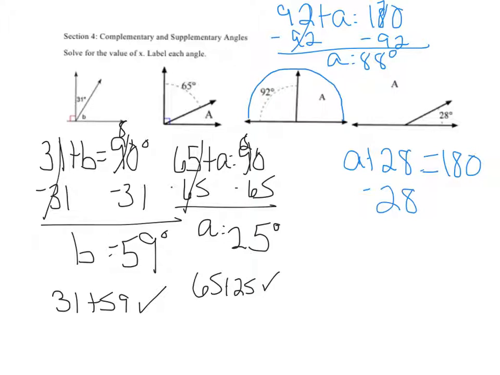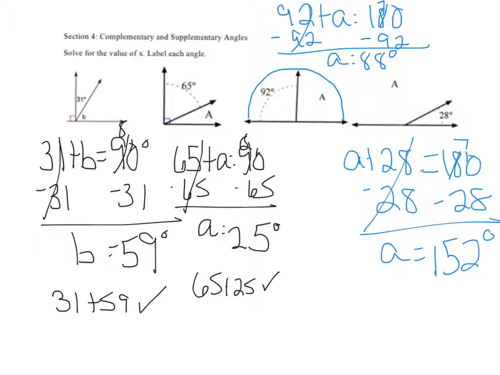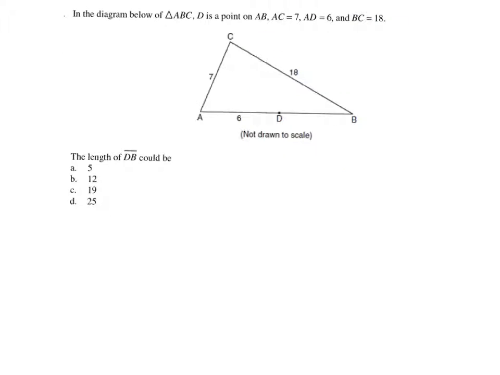And on the last one, we have a plus 28 equals 180. Subtract 28, subtract 28. These cancel out. Make this a 10, borrow, make that a 7. 10 minus 8 is 2. 17 minus 2 is 152 degrees. And if you think about it, this would have to be an obtuse angle. So 152 degrees does make sense.